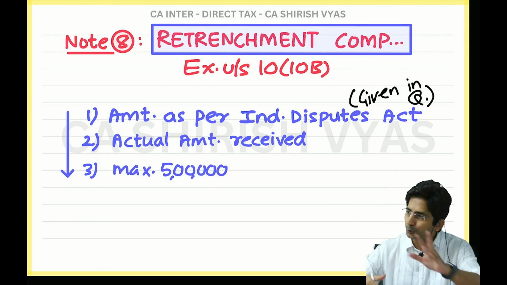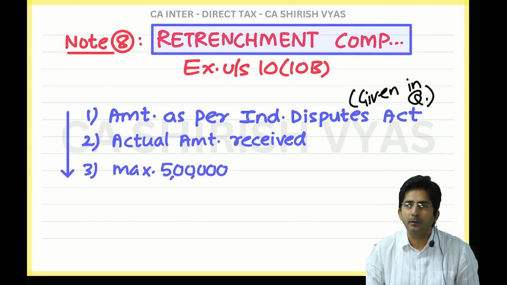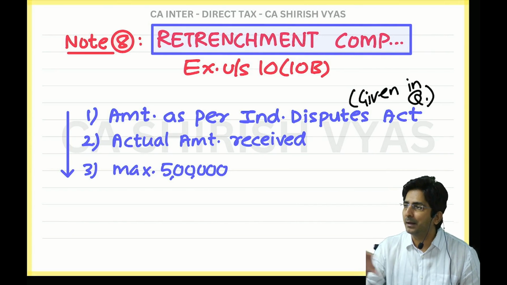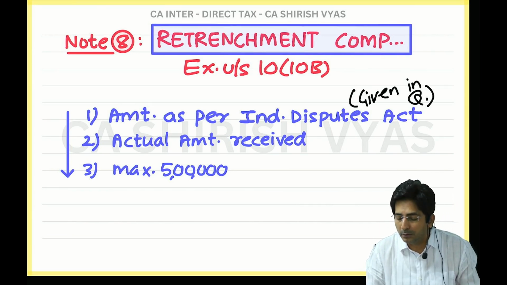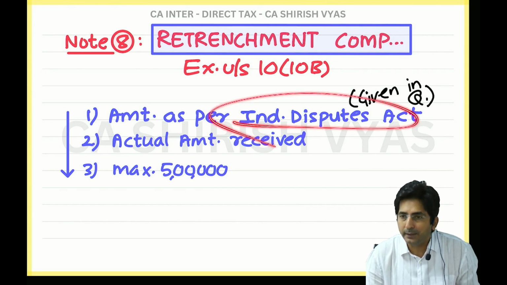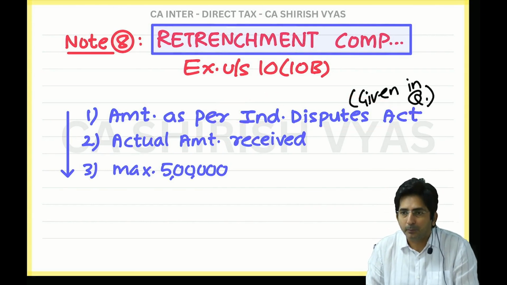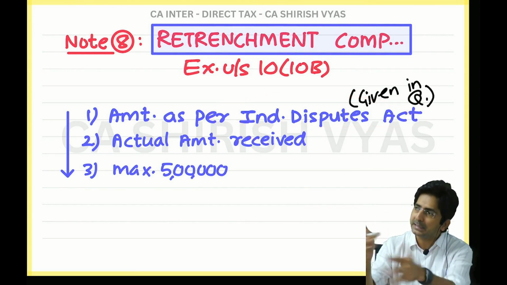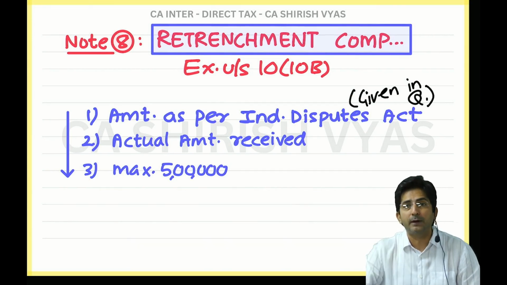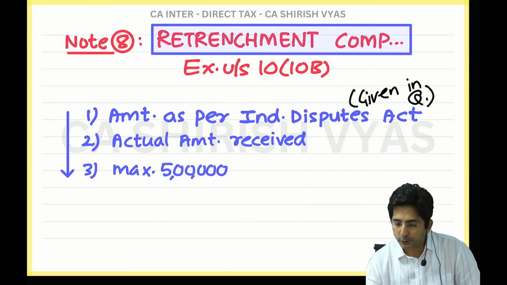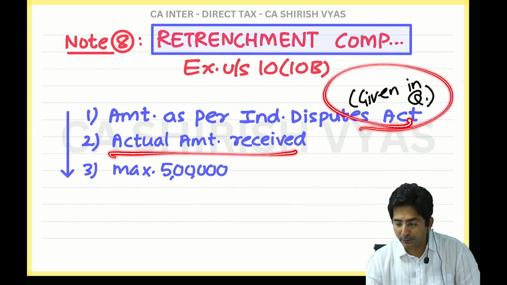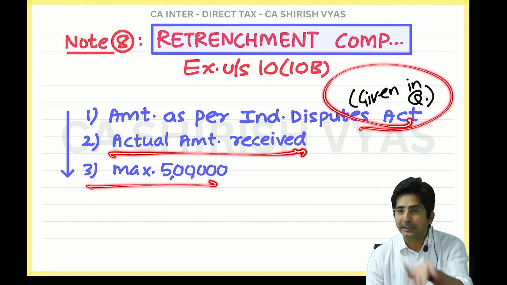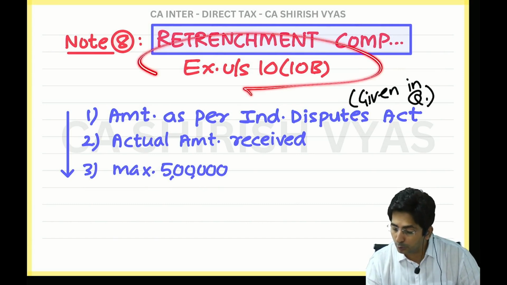See, now you are used to all these formulas. In all the formulas, one amount is actual, one amount is a standard amount, and then one thing which the government feels is reasonable. Here what the government feels is reasonable is whatever the Industrial Disputes Act says. That much at least you should get, and that much is exempt also. But it should not be more than 5 lakhs. And you know, for a student it is very simple: this will be given in the question. Actual amount is also given in the question. 5 lakhs you have to remember. Yes, the section also you have to remember.